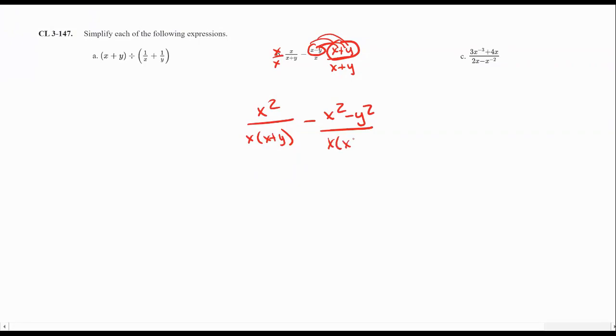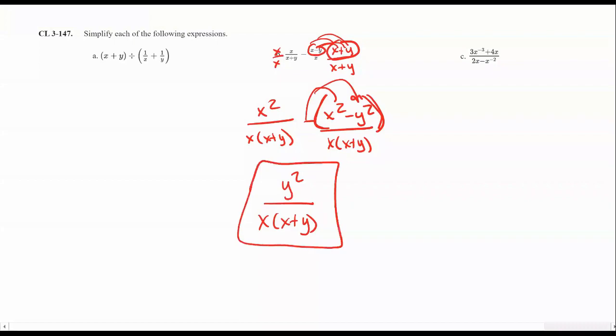And now since my denominators are the same, I can just subtract the top. So I'm doing x squared minus all of this, meaning don't forget I need to distribute the negative. So x squared minus x squared is just 0. And then really nothing minus a negative y squared should give me a positive y squared over x times x plus y. And that should be my final answer.